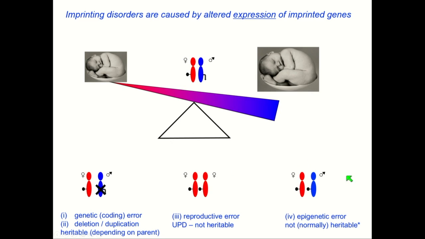And lastly, there can be an epigenetic error. That is to say, there's no apparent underlying problem at all with the DNA or with the chromosomes, but simply one gene has acquired an aberrant imprinting mark. Now, in principle, these aren't heritable, but I'm going to go into that. Okay? So those are the three different ways that one can get a change in imprinted gene expression. And if that imprinted gene is important, an imprinting disorder results.